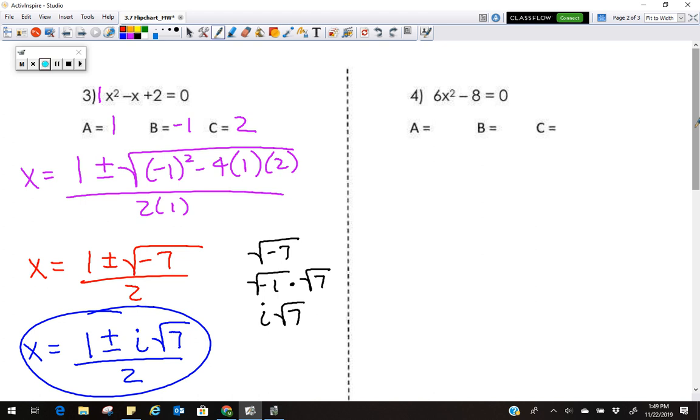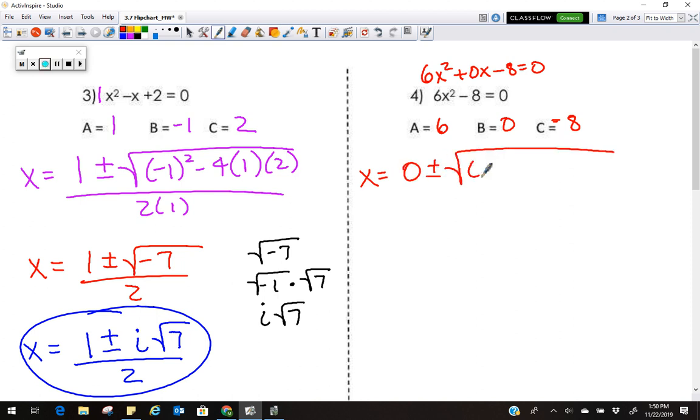Number 4, this one looks a little different. Hopefully you notice there's no x term. So that means that b is 0. So you've got 6, 0, -8. Work it out the same way. There's no such thing as the opposite of 0, so it's just 0 plus or minus the square root of 0 squared minus 4 times 6 times -8, all divided by 2 times 6. I don't need that line all the way underneath the x, but that's okay.